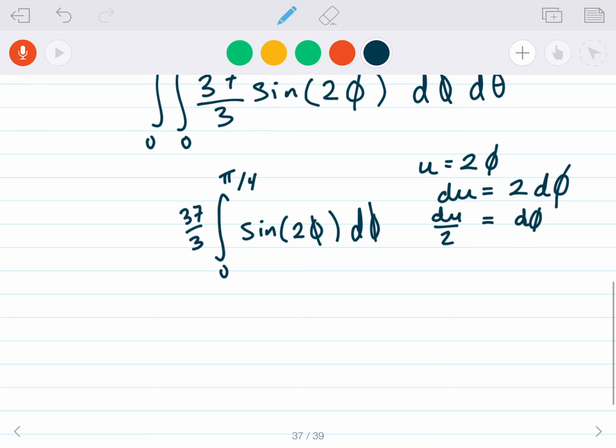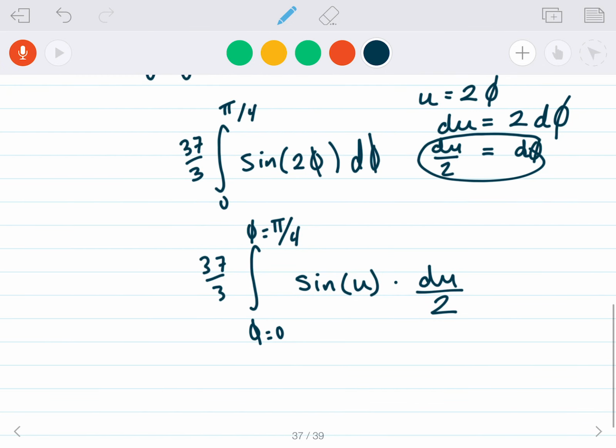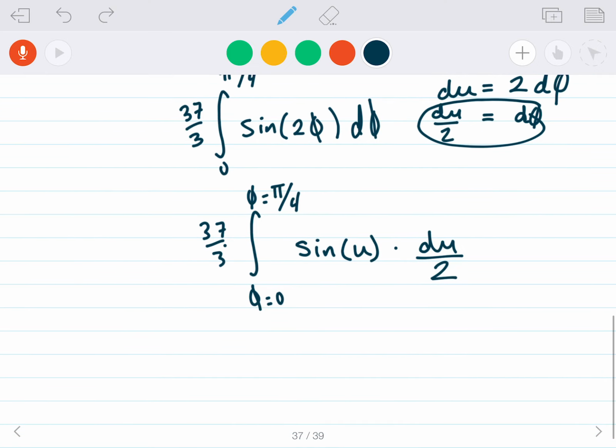Making those substitutions and keeping in mind my bounds here, originally I'm going from phi equals 0 to phi equals pi over 4. I want to make sure I change that because now I'm integrating with respect to u. When I plug in d phi, that's du over 2. So I'm going to pull out the 1 over 2 to the front here and make that 37 over 6 when I pull out that 1 over 2.